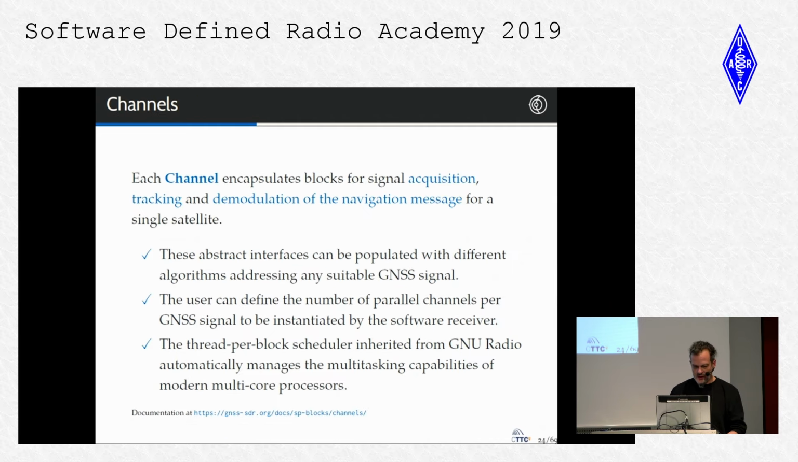And then we have a number of parallel channels that encapsulate the blocks for signal acquisition, signal tracking, and demodulation of the navigation message for each of the satellites you are seeing at that moment. So these are abstract interfaces that need to be populated with actual implementations of algorithms. And one nice thing here is that the thread-per-block scheduler that we inherit from GNU Radio automatically manages the multitasking capabilities of modern multi-core processors. It really helps to accelerate the process and reach real time.